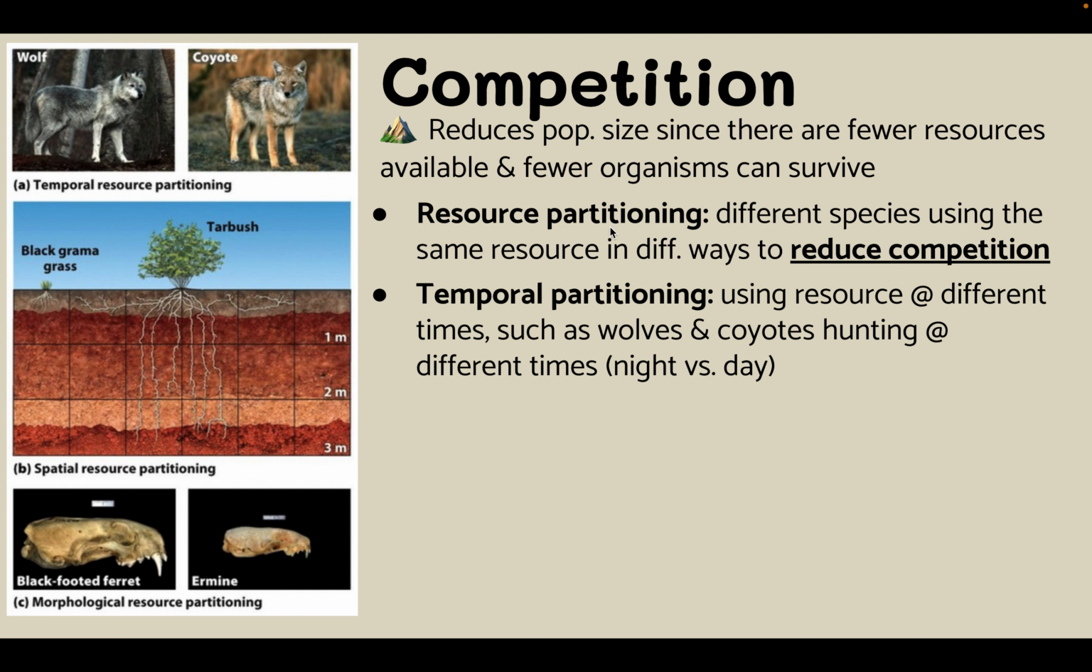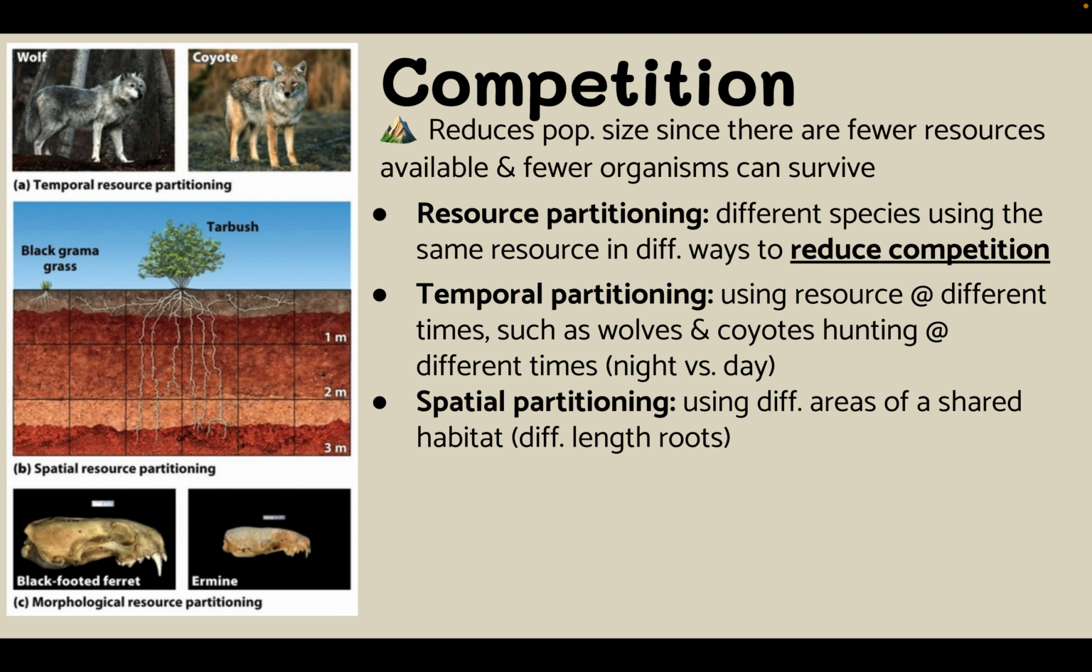Temporal partitioning is using the resource at different times. An example of this is wolves and coyotes. Wolves and coyotes hunt the same kind of food, so it wouldn't be helpful for them to hunt at the same time, because then there'd be a bunch of competition. Somebody's going to lose out and somebody's not going to survive. So over time and through evolution, wolves will hunt at nighttime, coyotes hunt during the day, and in the end they both get the same type of food, and they're able to reduce that competition.